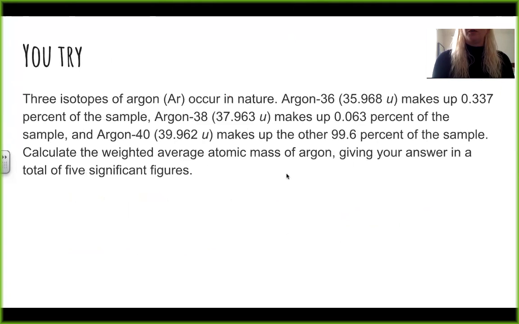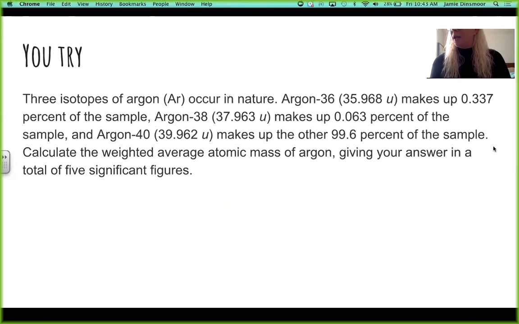So here are the isotopes. 3 isotopes of argon occur in nature: argon 36, argon 38, and argon 40. So calculate the weighted average atomic mass of argon, giving your answer in a total of 5 significant figures. So go ahead and do the same steps that we did before. Start with what you know, convert those percentages into a decimal, and then do your multiplying and adding. So we're going to spend probably like 2 minutes working on this one, and then we will come back and see what we got.